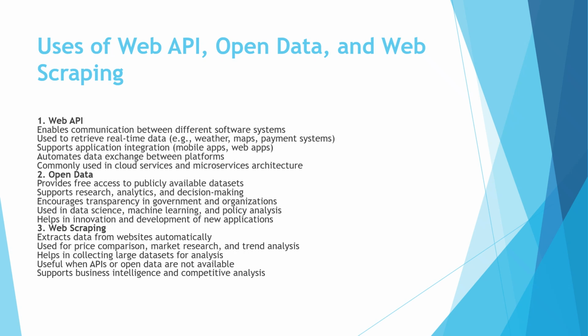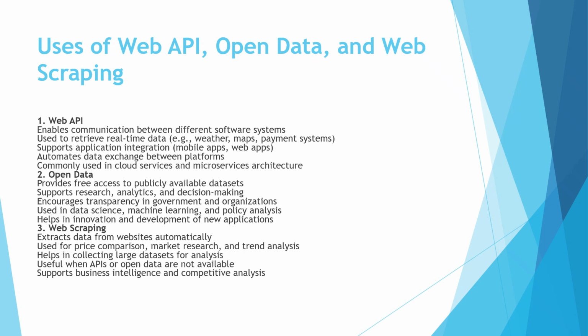Open data refers to freely available public datasets provided by governments and organizations, which support research, data analysis, transparency, and innovation. Web scraping, on the other hand, is used to automatically extract data from websites when APIs or open datasets are not available, making it useful for market research, price comparison, and trend analysis. Together, these techniques play a crucial role in data collection, enabling effective decision making and supporting various data science and analytics applications.